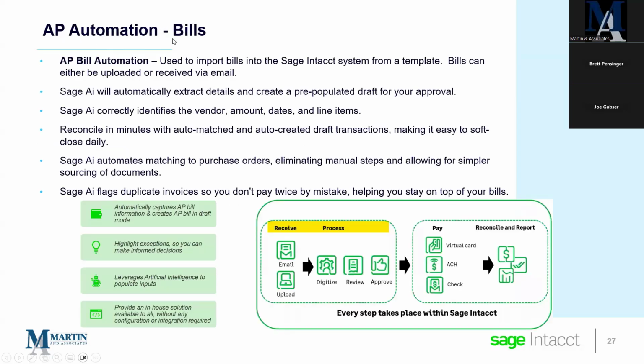There's AP automation in the system available that you can turn on as part of your subscription. There's AP automation on bills, which is used to import bills into Sage Intacct from a template. Bills can be either uploaded or received via email. Sage AI will automatically extract the details and populate a draft bill for you for your approval. It'll correctly identify the vendor, the amounts, the dates, and the line items.